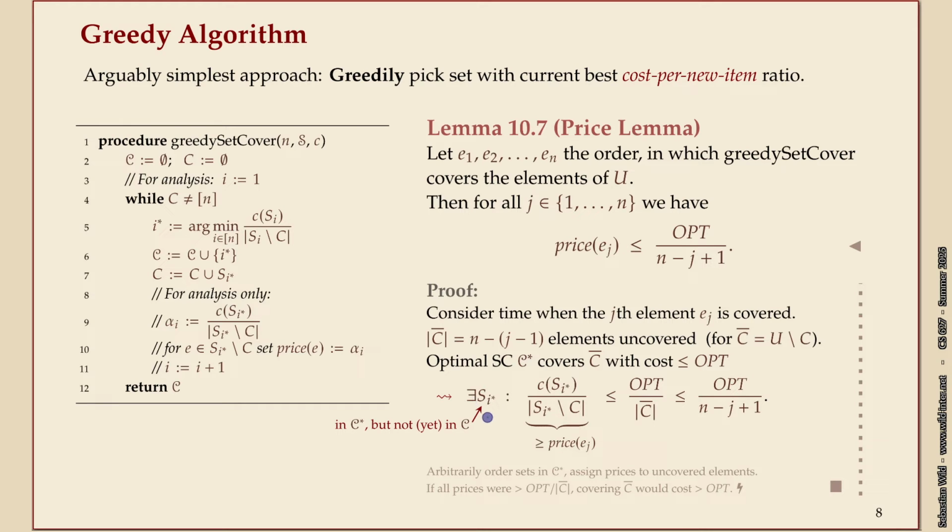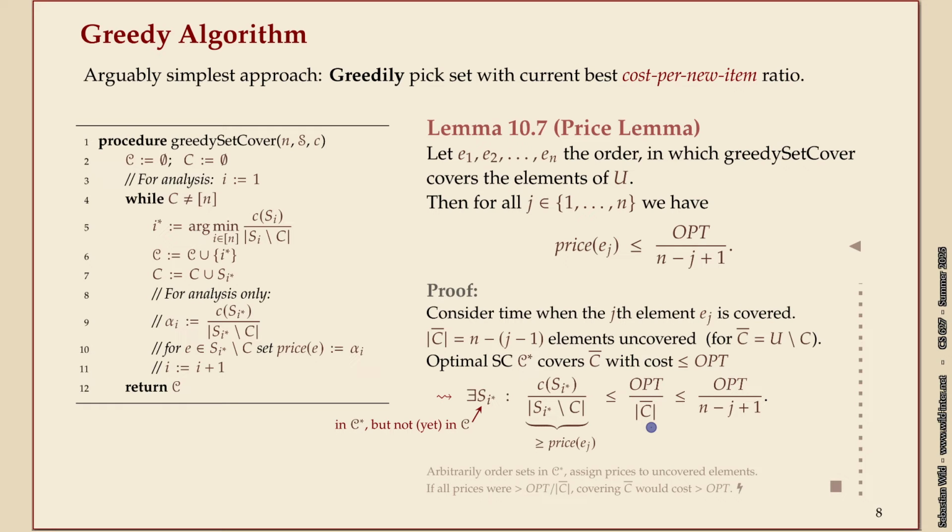So it means that there must be some set, and indeed it could be our set that we here pick in the minimization, which is, I guess, in the optimal solution, but not yet picked in our solution, where you can bound this cost per new item ratio, and we can upper bound this by the cost of the optimal solution divided by the elements that are left to cover, because assume towards a contradiction this wasn't the case. There was no such set left with such a low cost per new item ratio.